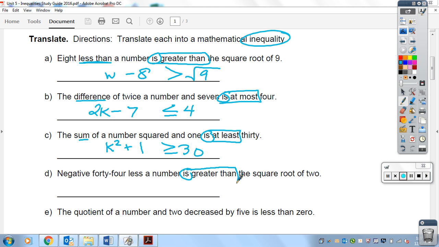Is greater than, so it's is greater than the square root of 2. Negative 44 less a number. So less means subtract. Less and less than are different things. Less than flips it, less does not flip it. Not all subtraction flips it, but less than does flip it.